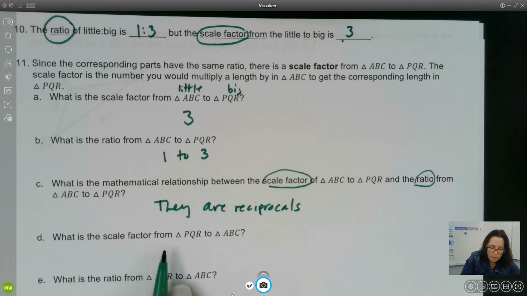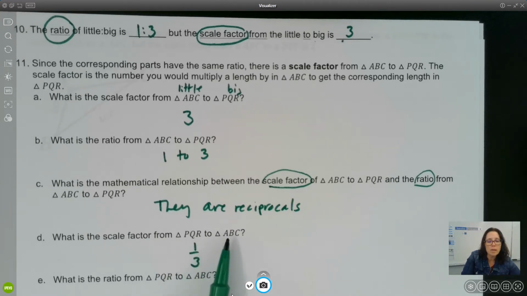All right, what is the scale factor from the big one to the little one? If we're shrinking, we better be multiplying by something less than 1 on every side. Remember, we're thinking of multiplying, we're not thinking about dividing by. So if you look back at PQR, you might think if I divide all those side lengths by 3, I get my lengths of ABC. Please do not be thinking in terms of division. Be thinking of what you're multiplying by. Scale factor is what you are multiplying by to get to the other figure.